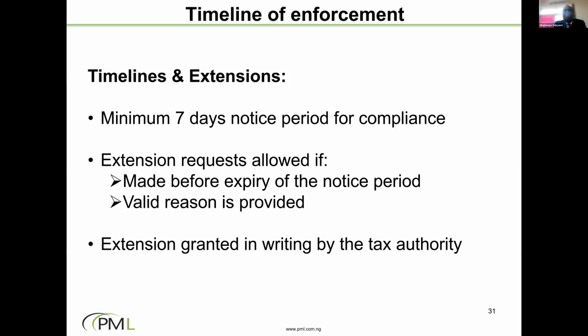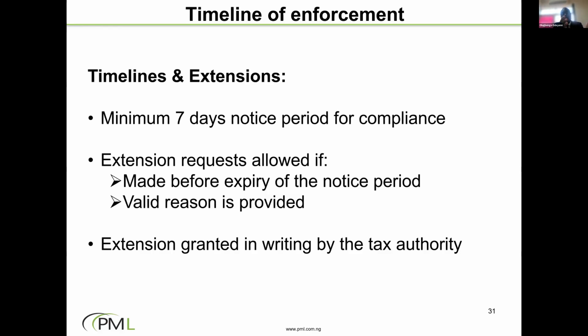Now, what are the timelines for this enforcement? Minimum 7 days notice period for compliance is required. If the tax authority gives you a letter, a notice, saying the deadline is a certain date and you need to file within that day, the law says the minimum notice period for you to comply is 7 days. And then you can ask for extension. Extension request is allowed if made before expiry of the notice period.